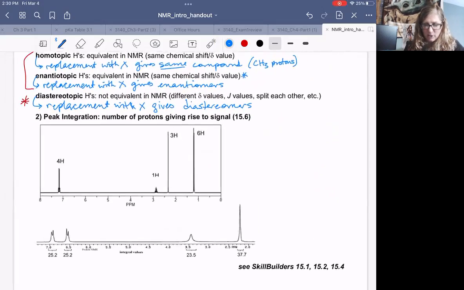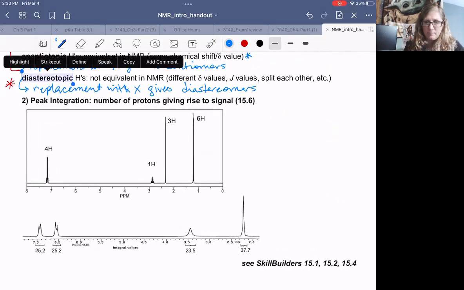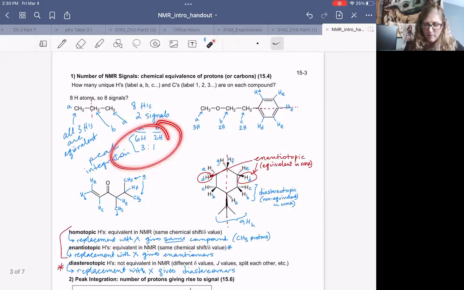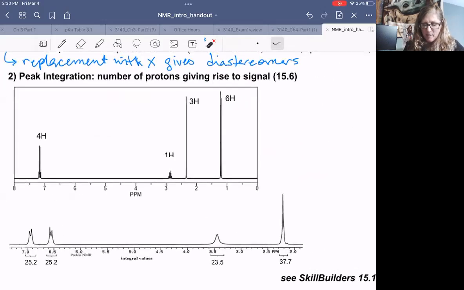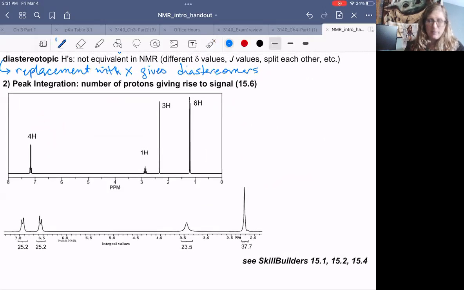While we're here, let's take a look at our peak integration. And that is because we talked a little bit about that ratio, right, of having the 3-to-1 of types A and type B. Sometimes the peak integration very simply is provided with each signal. It says, okay, there's 6 hydrogens contributing to this signal, 3 for this, and 1 for this, and 4 for this. Okay, so that is very nice when that happens.